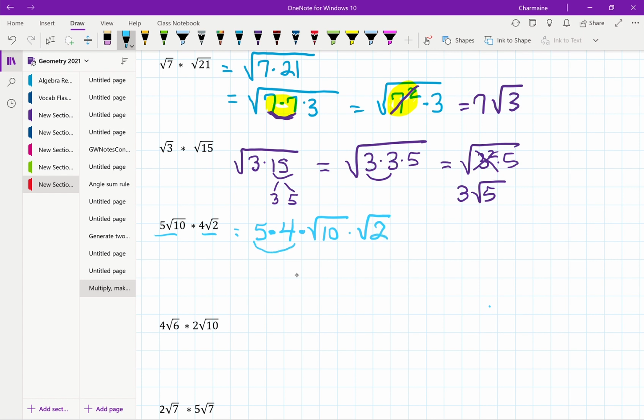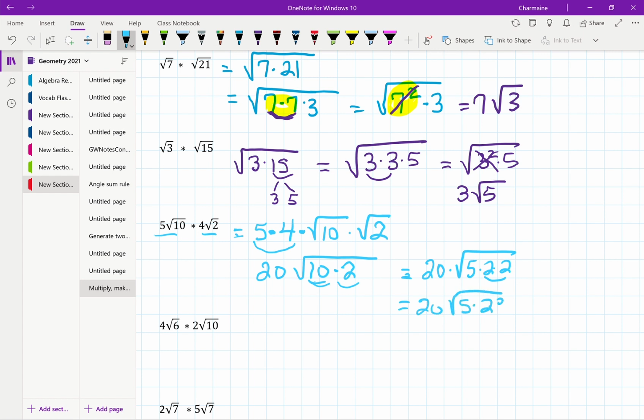And that helps me to see that I can do the 5 times 4, which is just 20. There's no square root, so I'm just multiplying two numbers. And then the 10 times 2 underneath 1 square root. I'm going to break the 10 up into 5 times 2. So 20 times the square root of 5 times 2. That's that 10. But then there's the times 2. And that gives me the 2 squared. So equals 20 times the square root of 5 times 2 squared.